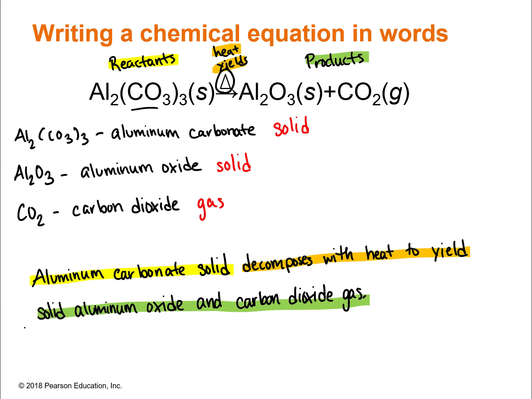Always double check to make sure that you cover those small details, like the states of matter, whether or not something is heated or there's a catalyst. Those small things can be the difference between getting your homework questions right or wrong, or an exam question right or wrong. Even though this is not a difficult thing to do, it's very easy to overlook small details. So don't rush through it or say, I got it.